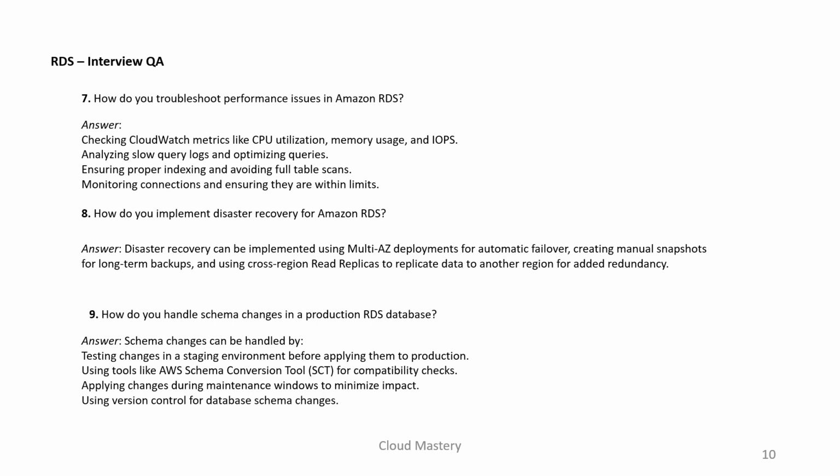environment. You can use SCT, that is called Schema Conversion Tool from AWS, for any kind of compatibility checks, and then you can apply it in a maintenance window to minimize the impact, but ensure that you get the downtime approval from the app owner. You should create the change request, then you can go with version control for database schema changes over there.